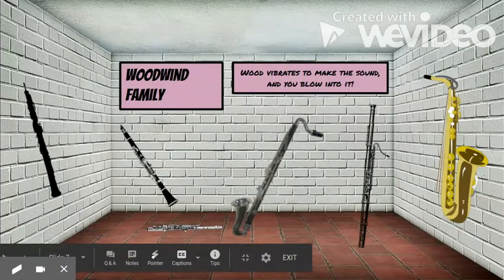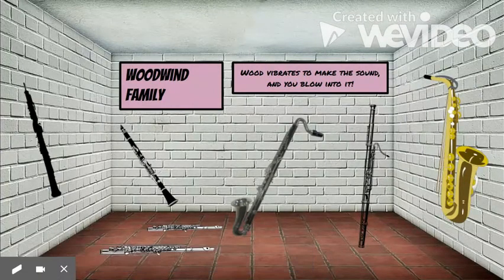The flute and the piccolo are made out of metal, but sometimes there are other versions of the flutes. And when they were first created, they were made out of wood. So they're in the woodwind family. Also, they're not made out of brass. They're made out of a different kind of metal.